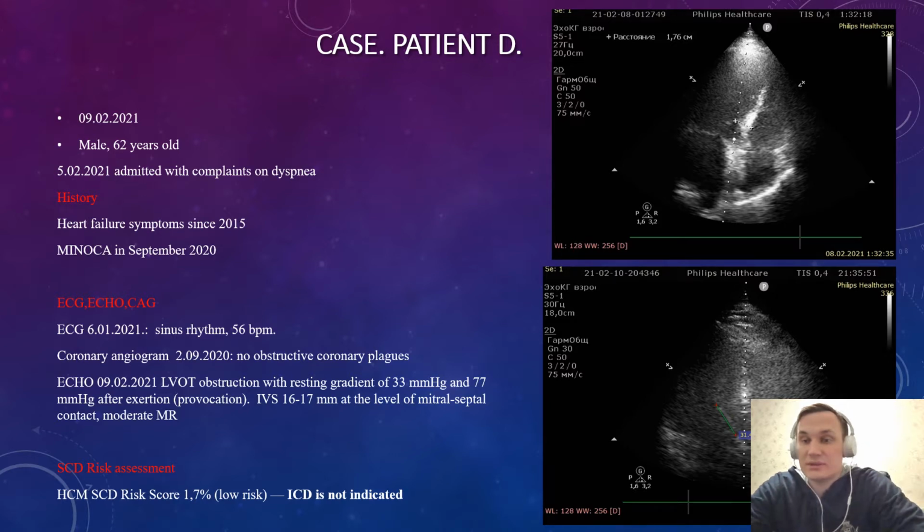Let's talk about the case. He was 62 years old, male, and admitted with complaints of dyspnea. He has a history of heart failure symptoms since 2015, and a myocardial infarction in the previous year, which was associated with chest pain and elevation of the ST segment, but with completely undiseased coronary arteries on the angiogram.